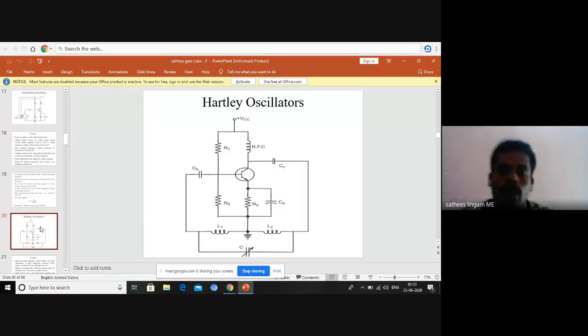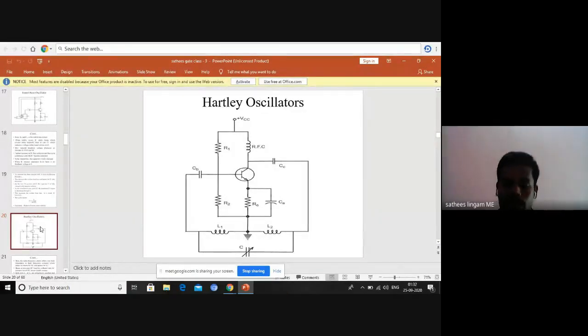Okay. So anyway, Hartley oscillators. So here you can see that inductor and capacitor. The two inductors we are using are L1 and L2. Inductor L1 is connected with L2 in a parallel manner, because in between them the ground potential is there. Along with them is a capacitor. Here the capacitor is a variable capacitor.